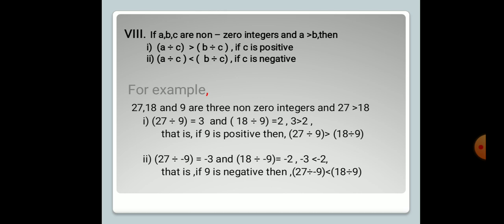Then the next one, A divided by C is less than B divided by C if C is negative. Check it: 27 divided by minus 9 is minus 3 and 18 divided by minus 9 is minus 2. So, minus 3 is less than minus 2. If C is negative, then A divided by C is less than B divided by C. Here C is negative 9, so 27 divided by minus 9 is less than 18 divided by minus 9.